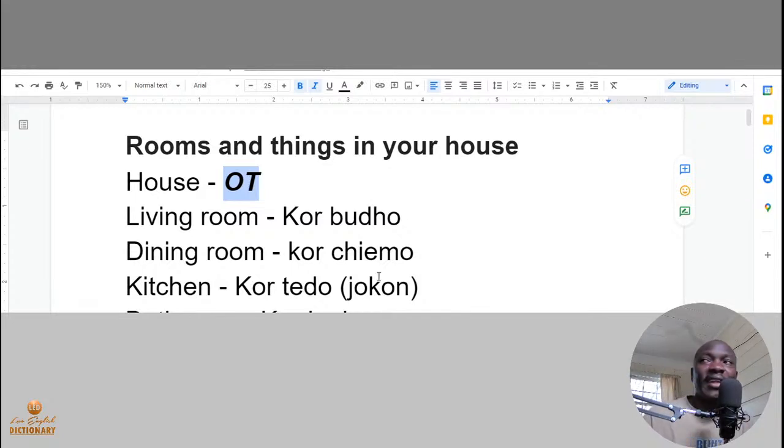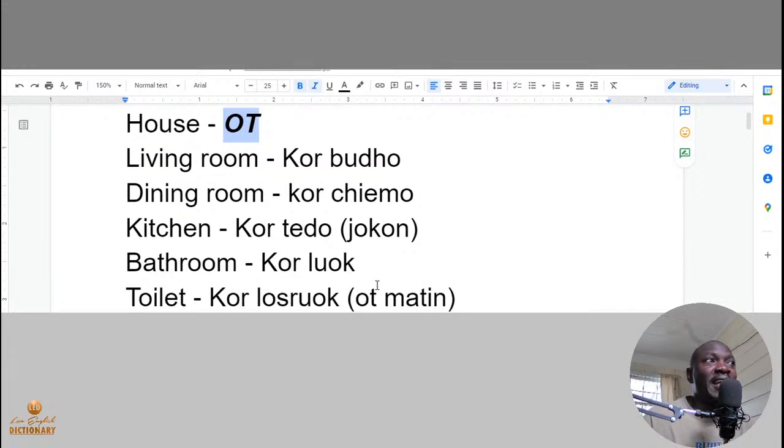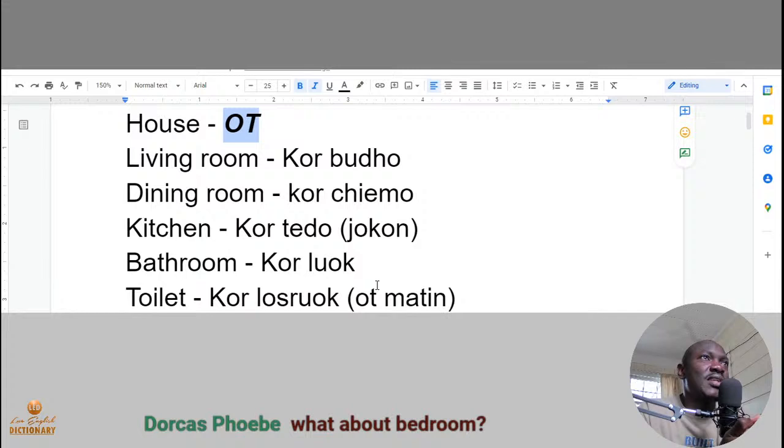Then the parts of the house will be divided into, when we say kor budho, that means the sides. So we are dividing it into different sides. When you say kor budho, that means the side of living.